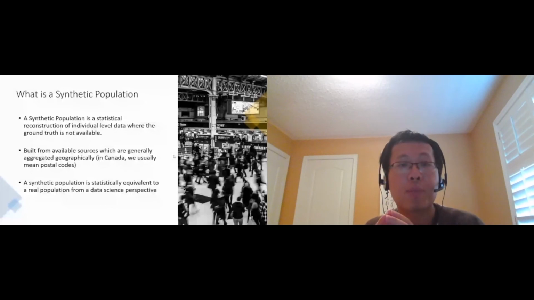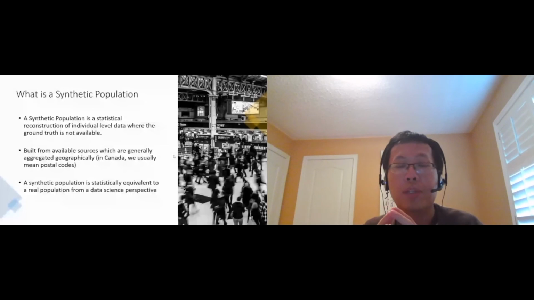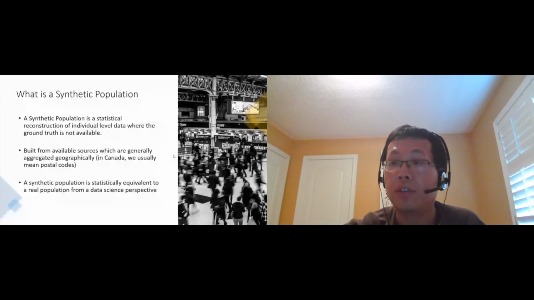From a data science perspective, a synthetic population is statistically equivalent to the real population, meaning that if you were to train models or if you were to build predictive analytics on top of a synthetic population, it should be equivalent to training data from using the real population data, even though the two are not necessarily the same. So they don't necessarily match one-to-one. They're rather statistically equivalent.